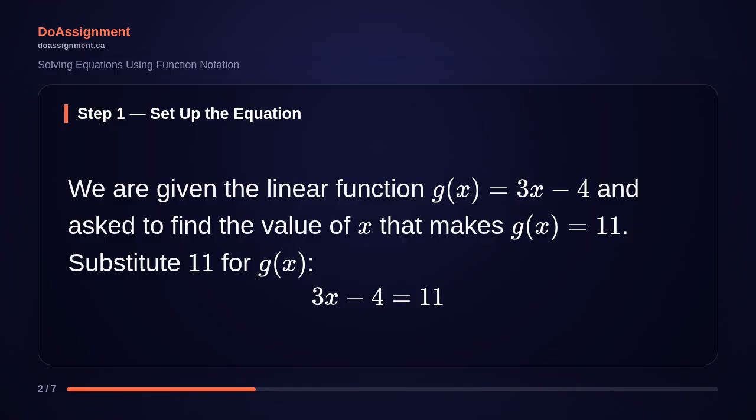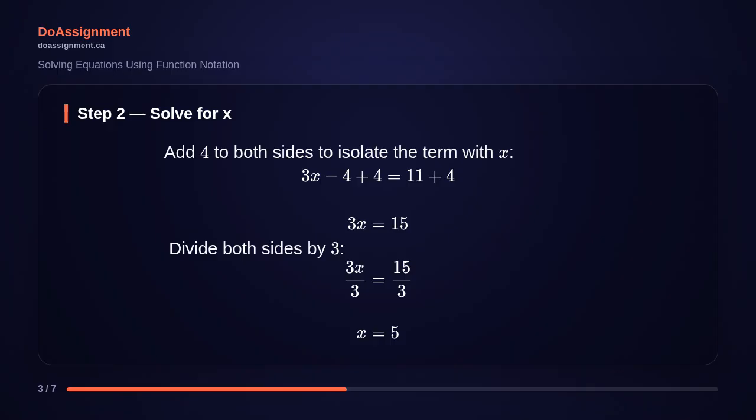We start by replacing g of x with 11. This gives us the equation 3x minus 4 equals 11, which we now solve for x. First, add 4 to both sides to get 3x equals 15. Then divide both sides by 3. The solution is x equals 5.